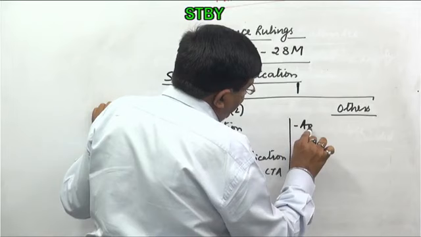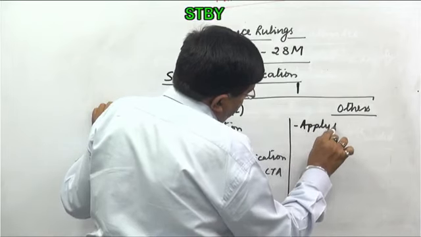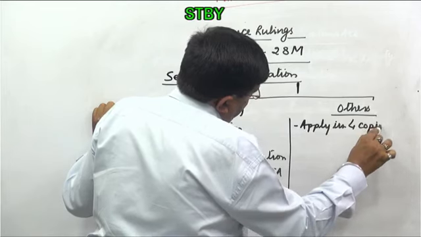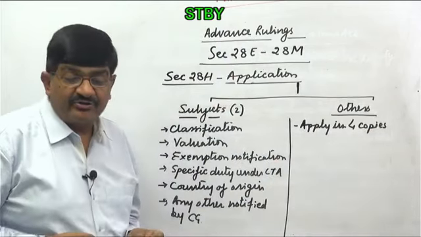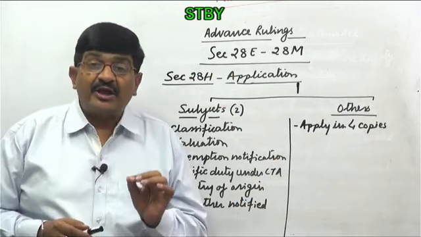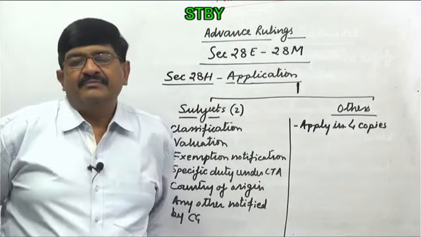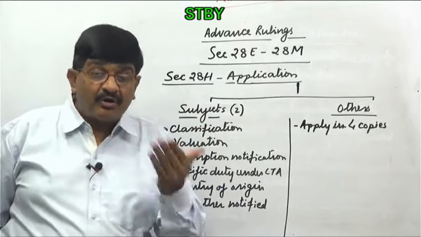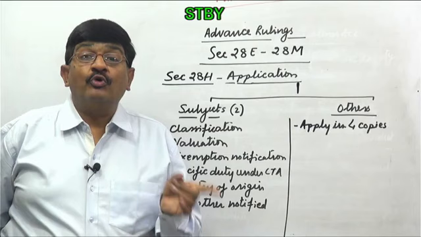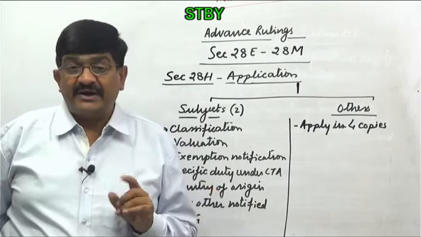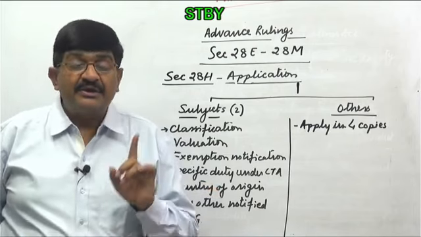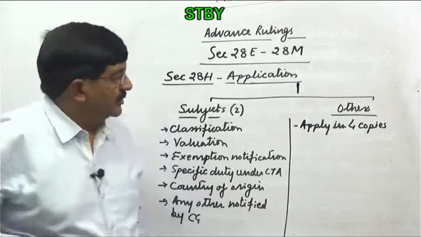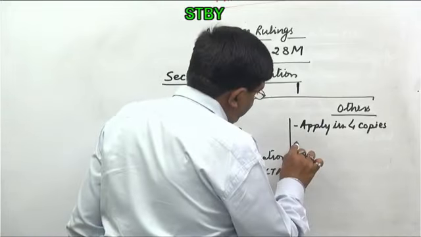apply in 4 copies. And once the application is made, the application can be withdrawn within 30 days. Because once it is withdrawn, there is no concept of surrender of the advance ruling. The only thing possible is to go for appeal. Right? No question of surrender. Therefore, for the first 30 days, literally, there is not going to be any action on the application. So, withdrawal within 30 days.